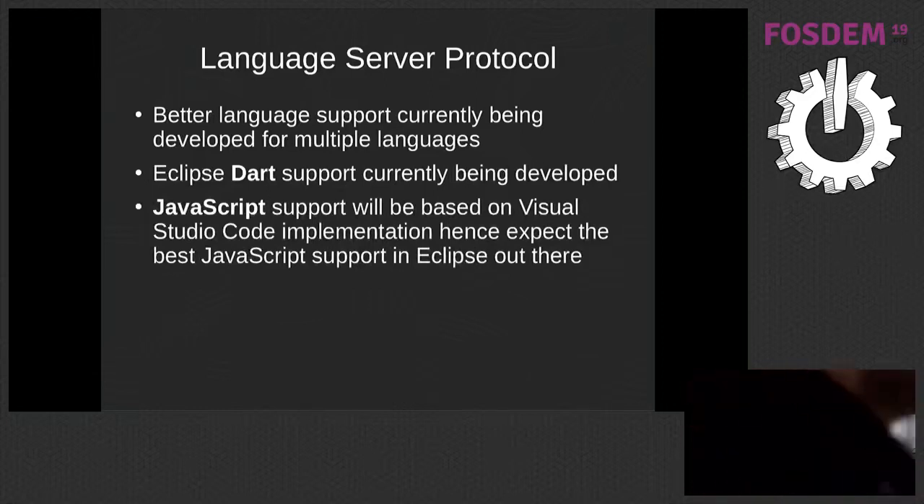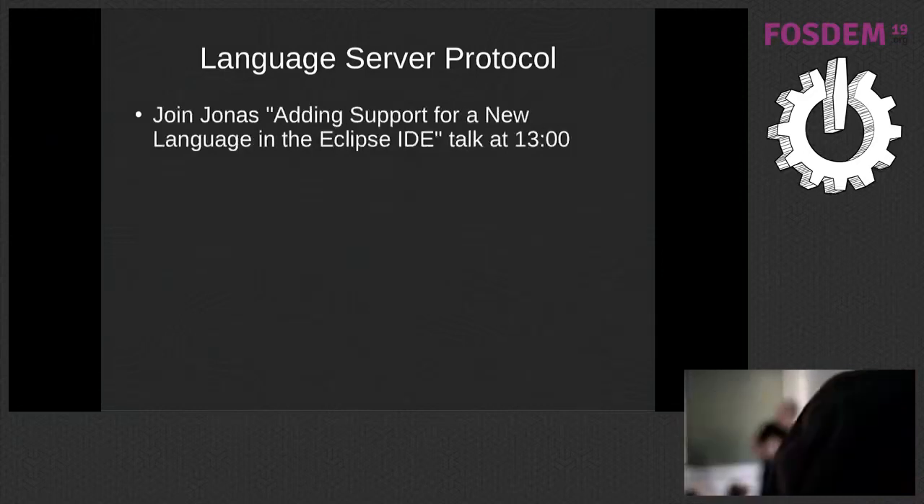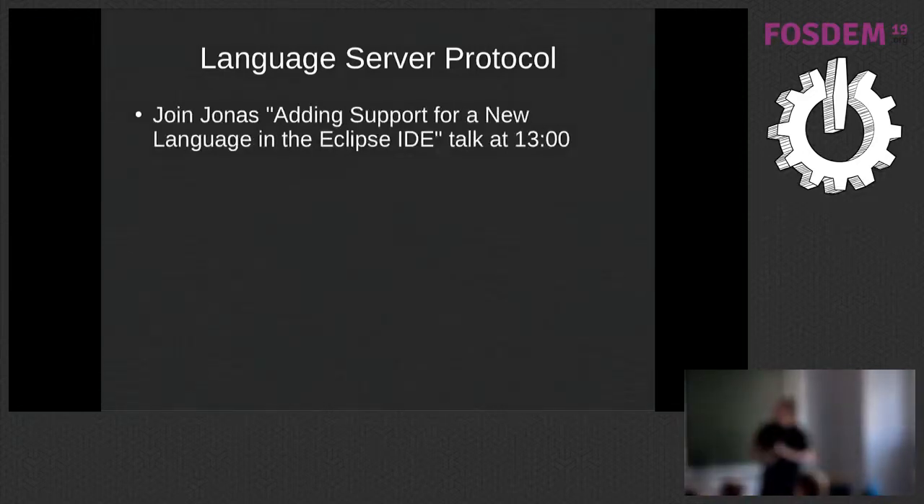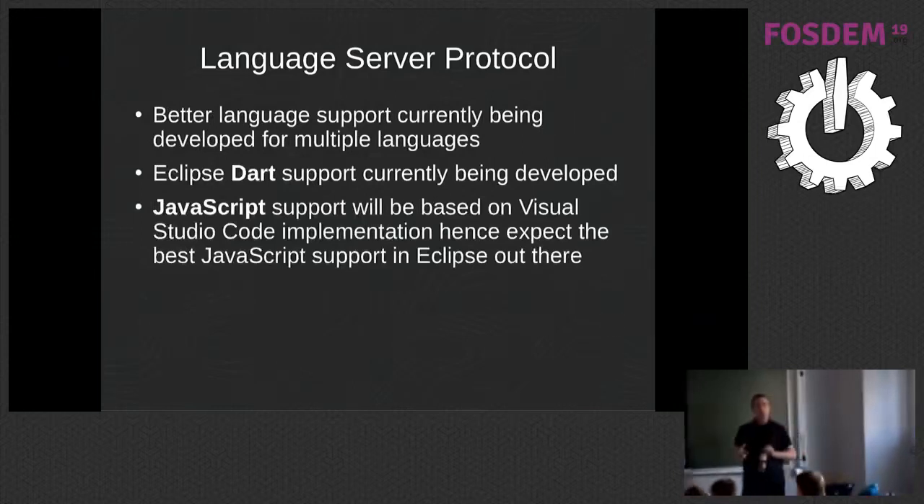Jonas will also give a talk later about this, and how difficult it is. I don't want to steal his thunder, but it's very fast, for Eclipse at least, to build support for a new language if there's an existing language server available. A language server is a locally running component written in whatever language the team chooses to select. There's a standardized protocol which you can then use to communicate, and adding support for Eclipse is really easy.